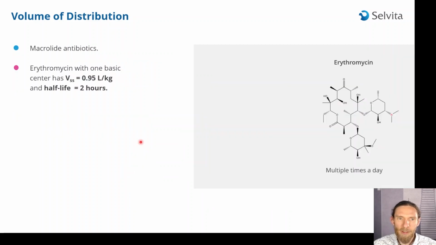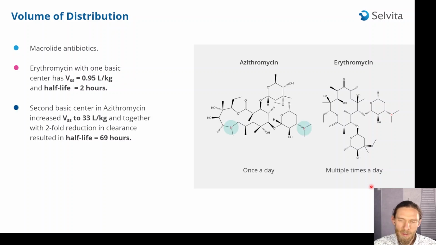Another example can be found within macrolide antibiotics. Erythromycin has one basic center in the molecule. However, assessing by the size of the molecule, the impact of this single basic center on the properties of the drug is quite limited. So the volume of distribution is approximately 1 liter per kilogram. Half-life is 2 hours, which causes erythromycin to be administered multiple times a day.